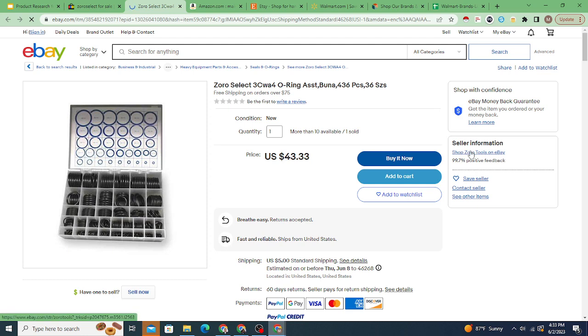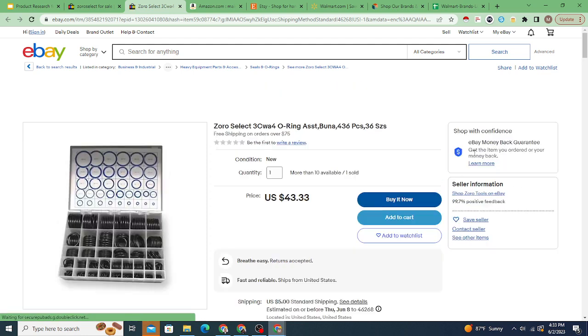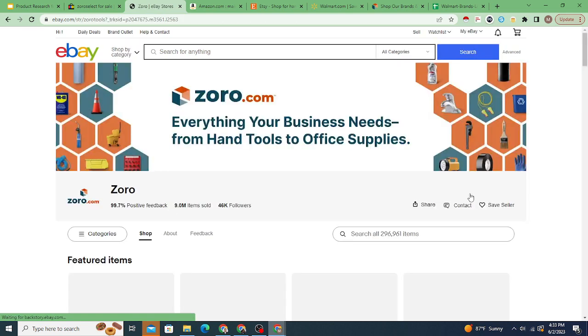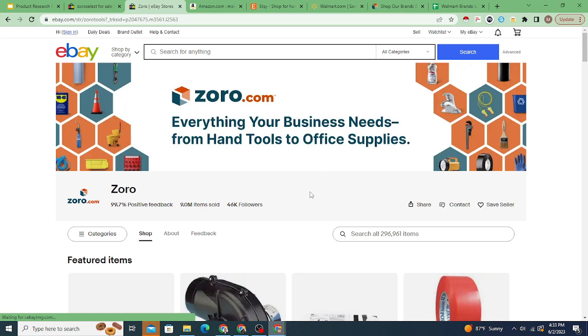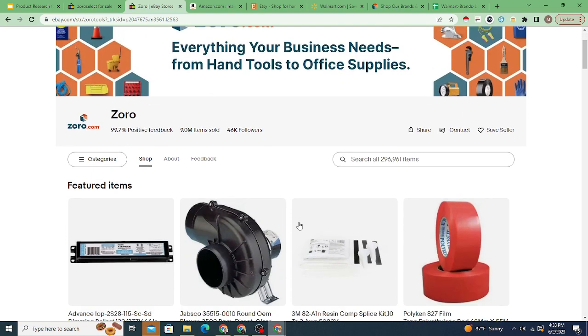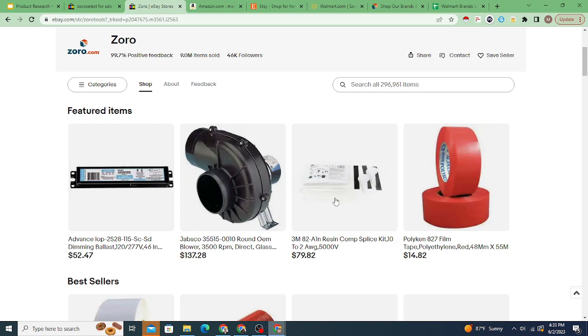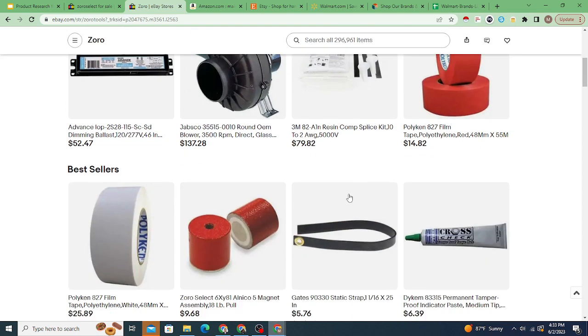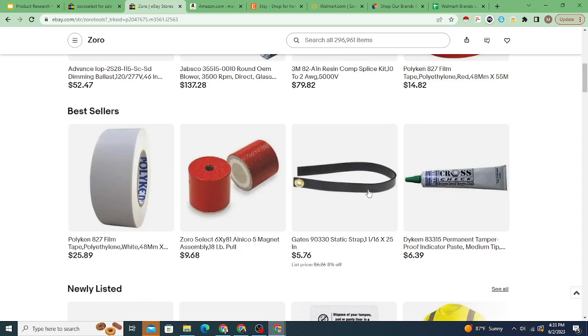So here's the seller's information. And this actually says shop Zoro tools on eBay. So let me see if the seller in this case is actually Zoro itself. Okay, so it turns out Zoro is the seller. And this is a good thing to find out as well, because if Zoro is the seller, it's going to be kind of hard to compete with them selling their own brand.